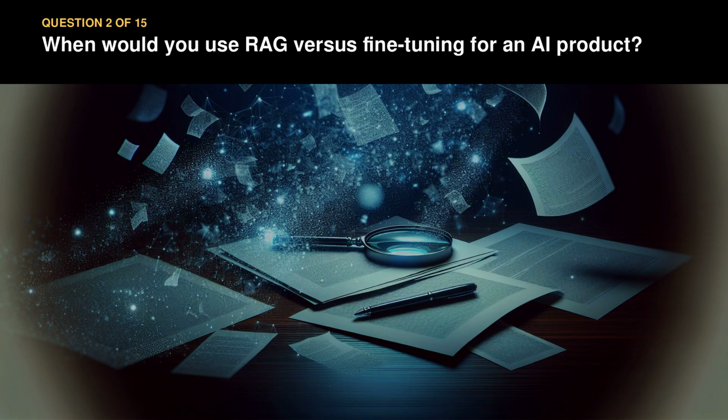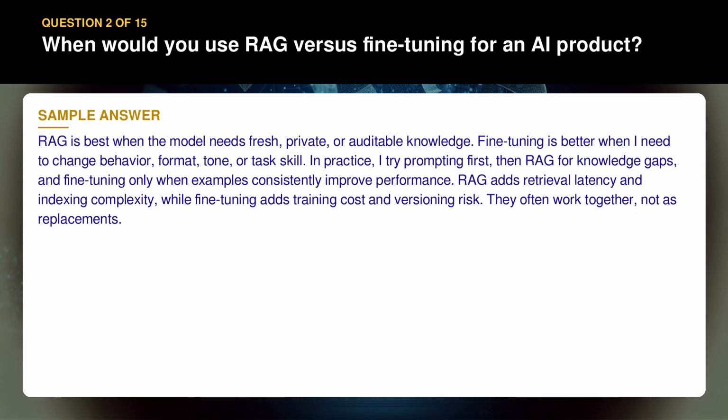Question 2. When would you use RAG versus fine-tuning for an AI product? RAG is best when the model needs fresh, private, or auditable knowledge. Fine-tuning is better when I need to change behavior, format, tone, or task skill. In practice, I try prompting first, then RAG for knowledge gaps, and fine-tuning only when examples consistently improve performance.